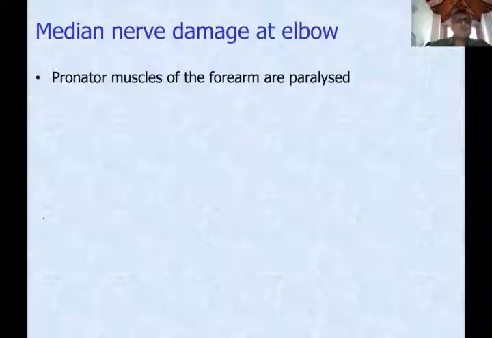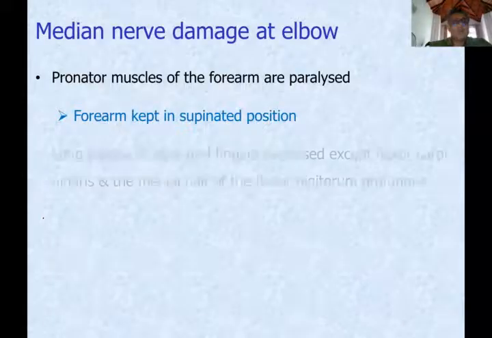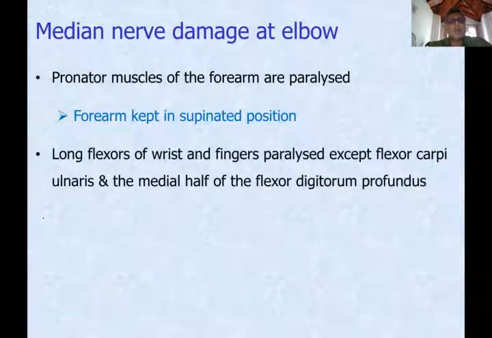So if you damage the median nerve at the elbow, obviously the pronator muscles of the forearm are paralyzed. So you cannot pronate. Instead, the forearm is kept in supinated position due to the unopposed action of biceps brachii and the supinator muscle. Okay, so that's one point. Then the second point is, long flexors of the wrist and the fingers are paralyzed, except for flexor carpi ulnaris and medial half of flexor digitorum profundus, which are supplied by the ulnar nerve.